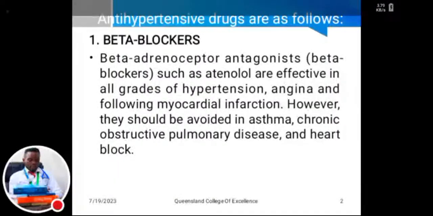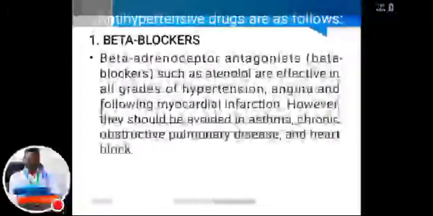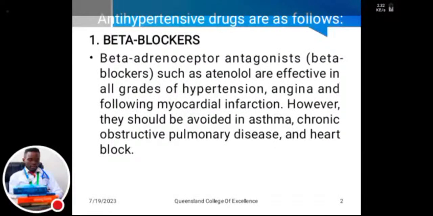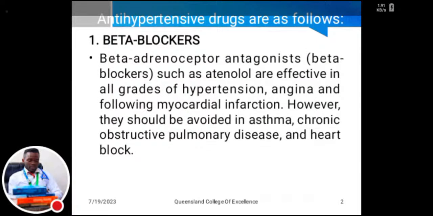Then angina, coming from the word angina pectoris. This simply means if a person comes to you complaining that they are having chest pain, that is the medical term for chest pain, called angina pectoris. Angina means pain in the pectoralis major muscle and the pectoralis minor muscle.